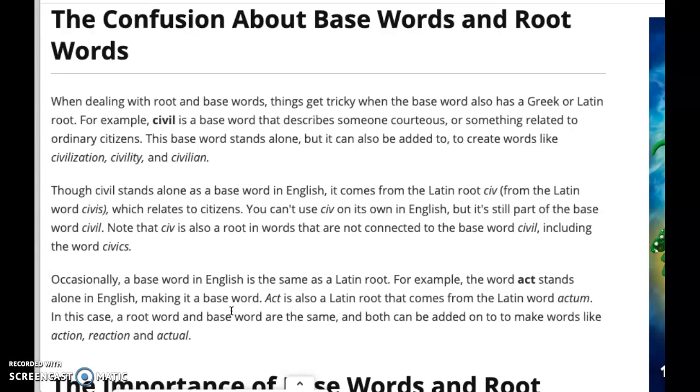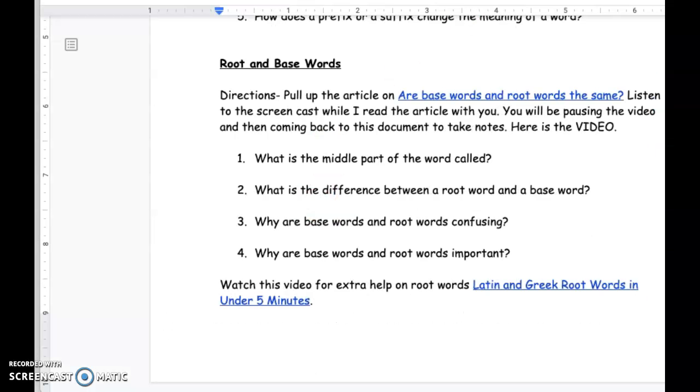Note that civ is also a root in words that are not connected to the base word civil, including the word civics. Occasionally, a base word in English is the same as a Latin root. For example, the word act stands alone in English, making it a base word. Act is also a Latin root that comes from the Latin word actum. In this case, a root word and base word are the same, and both can be added on to make words like action, reaction, and actual. Pause the video now to go back to your assignment and answer question number 3.